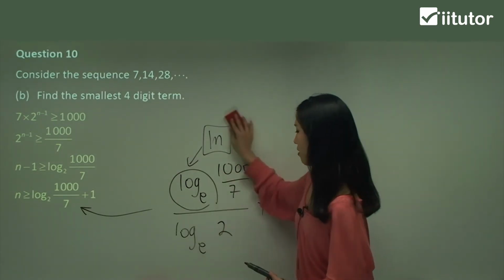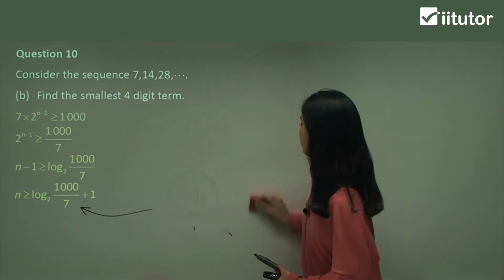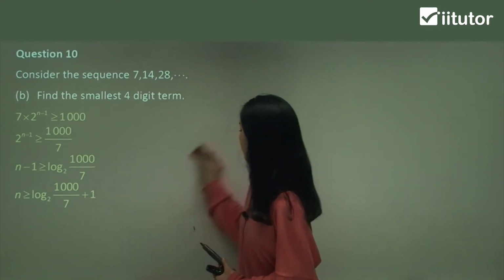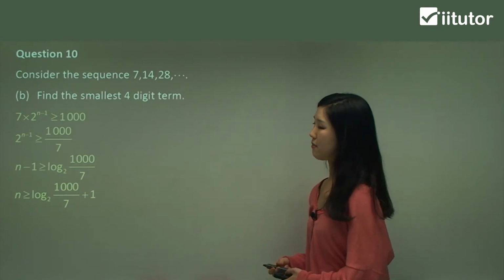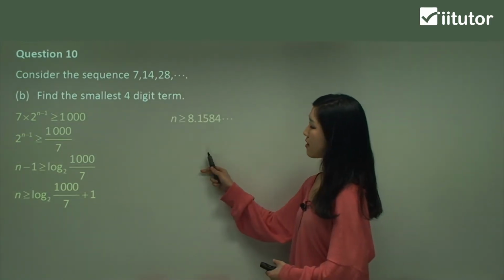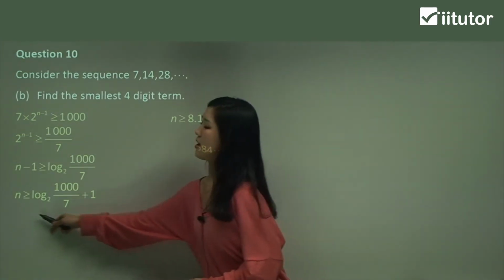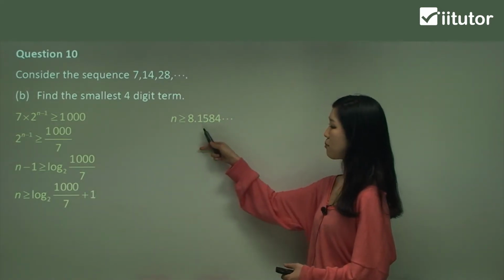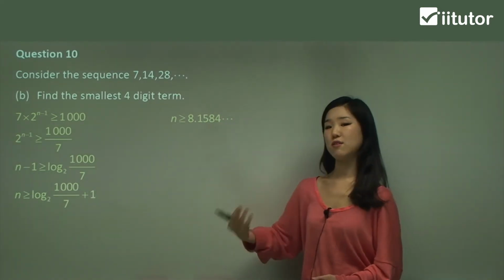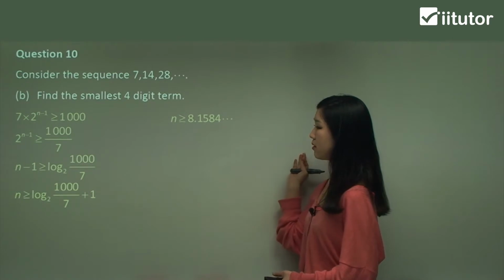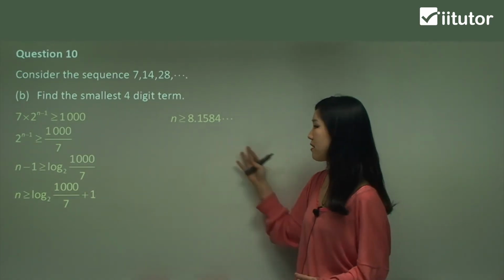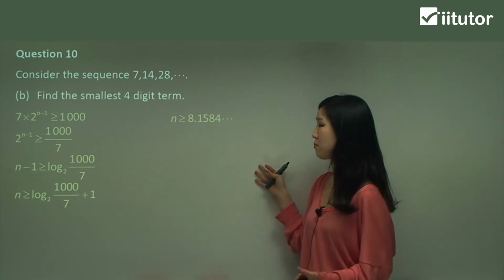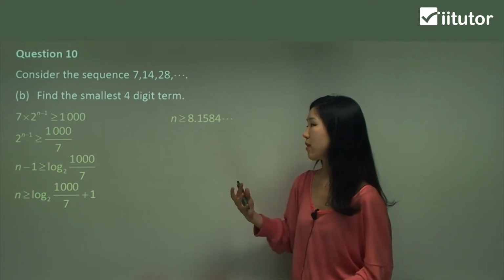Okay, so I'm going to rub this off now because I want to show you the answer. So think about it, guys. Put it in your calculator and you should get something like this. n is greater or equal to this value here that you put in your calculator, which should be 8.1584, etc. Now, think about it, guys. Again, n must be an integer. It can't be some decimal number like that, because it cannot be the nth term.